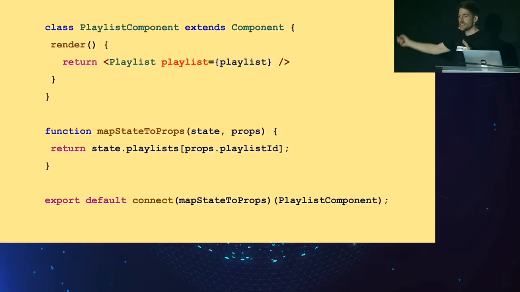And this is your classical React Redux implementation, right? You have a playlist component that renders a playlist, and you have your selector function that looks at the state and then returns the state, and you connect this map state to props with your component. Does this look familiar?